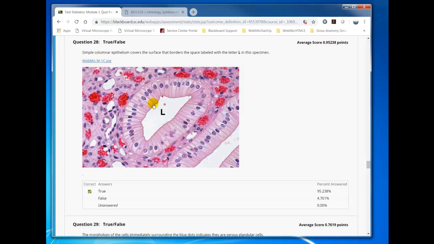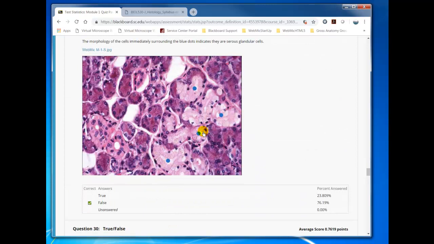There's only one layer of nuclei, one layer of cells, so it's simple, one layer, and columnar because they're taller than they are wide, so it's simple columnar epithelium. Well, the class did very well on that one.